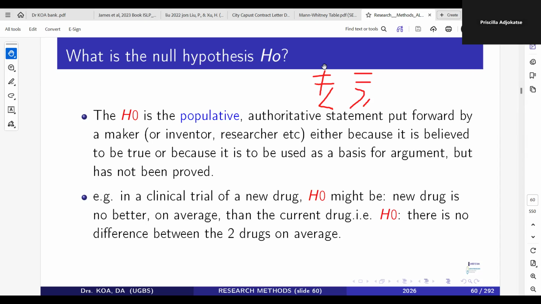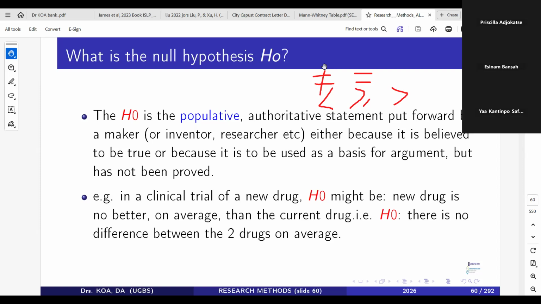And then, what is the opposite of greater than? Greater than or equal to? That's not correct. Less than or equal to. Less than or equal to.